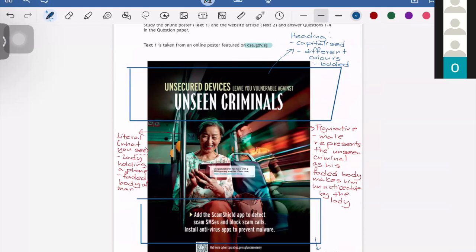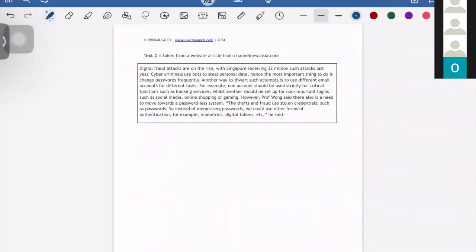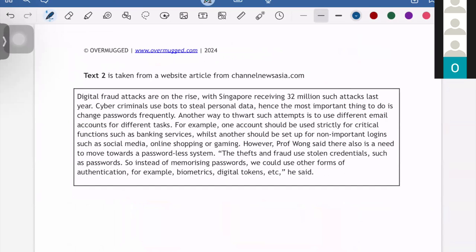Okay, I'm gonna move on to text 2. For text 2, take note of the source as well. Other than just the source, I want you to take note of 2 other details for text 2. I want you to take note of the source, keywords, and the tone for text 2.